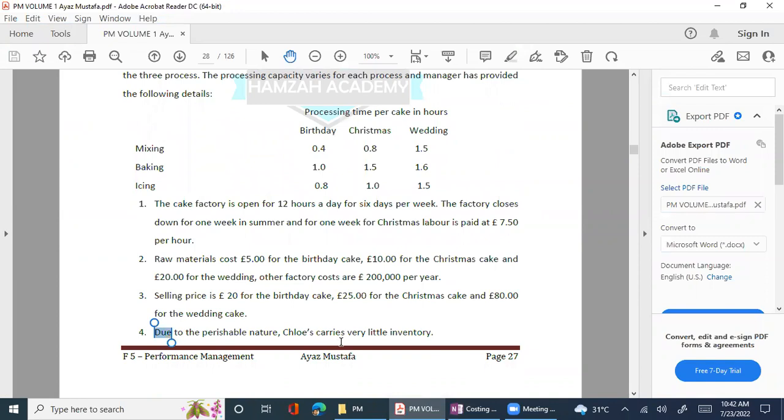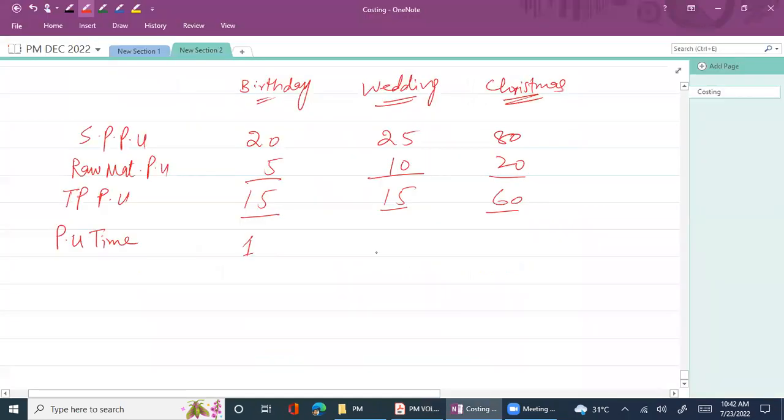I told you 2 times in the previous 2 examples. Baking. Very good. Baking, because baking is the bottleneck process. So baking's time will be considered: 1, 1.5, and 1.6. This is 1, 1.5, and 1.6. So how many cakes can you produce? Number of cakes.